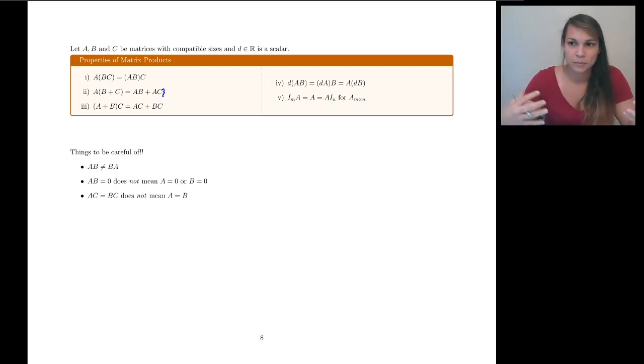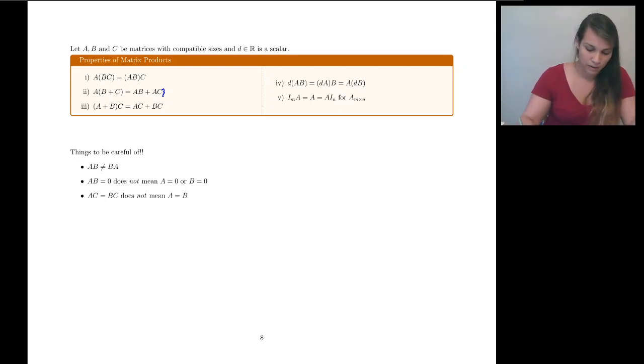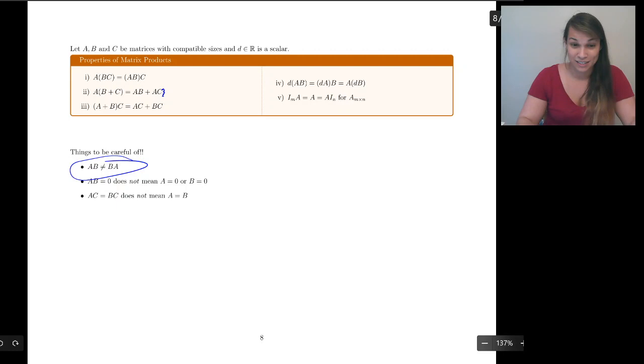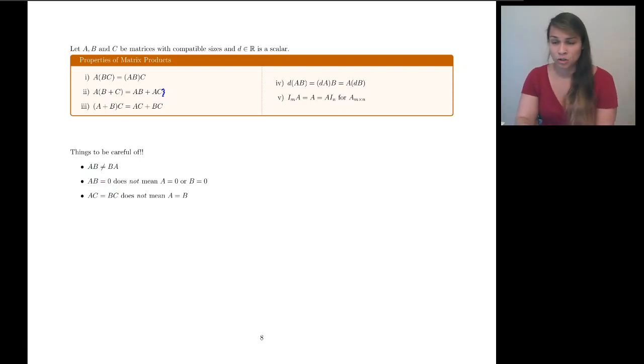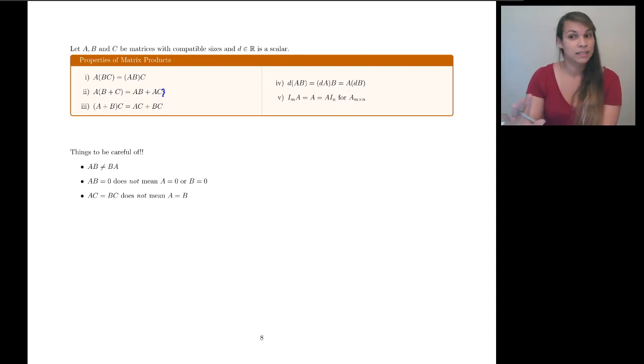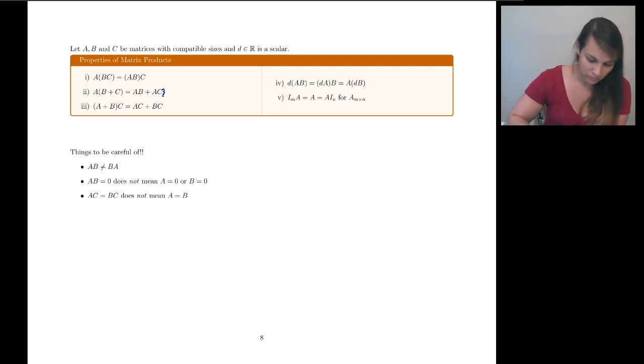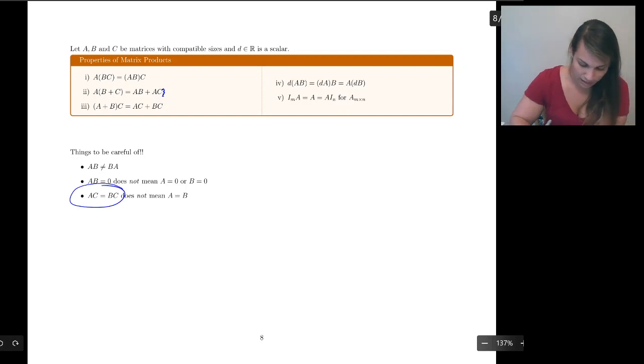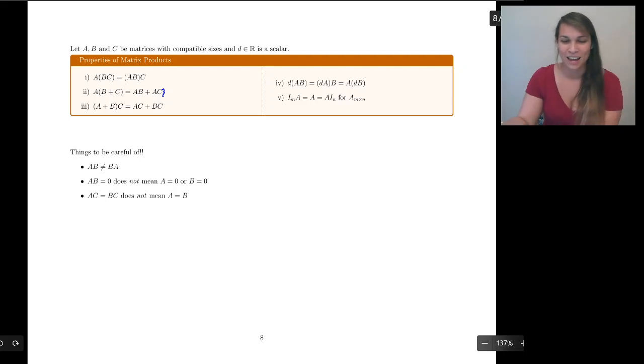Okay, things to be careful of, things that people mess up on. We just covered it. AB does not equal BA. And just because A times B equals 0, that doesn't mean that A equals 0 or B equals 0. You might have two non-zero matrices but still end up with a 0 result, which is really weird. That's not how numbers work at all, but that's how matrices work. And then lastly, AC equals BC does not mean A equals B. Once again, that's not how numbers work, but that is how matrices work.